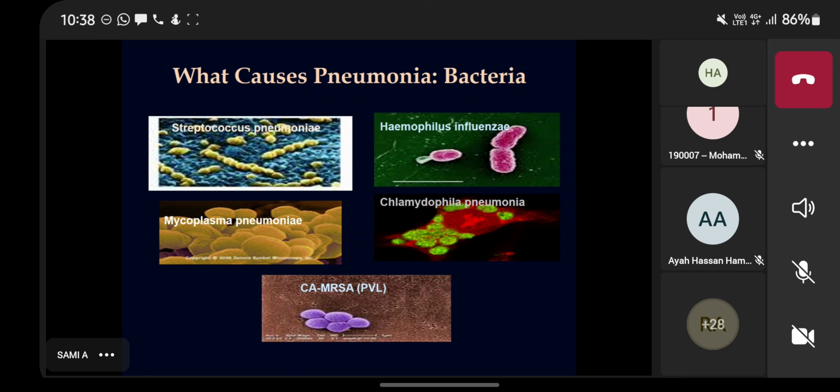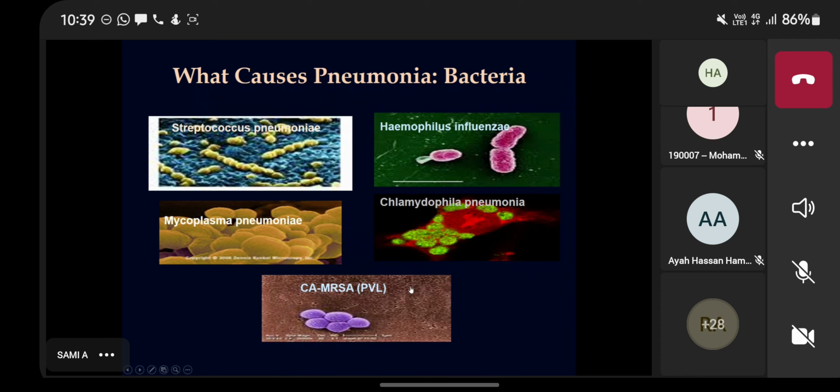Now, the second type is non-typable Haemophilus influenzae, and there is a lot of debate whether it can cause pneumonia. However, when you look at some studies coming from sub-Saharan Africa, non-typable Haemophilus influenzae was isolated from lung aspirates of sick children. However, when you look at these children, they are all malnourished or have HIV or some chronic disease. Now, when it comes to older children, keep in mind Mycoplasma pneumoniae and Chlamydophila pneumoniae.